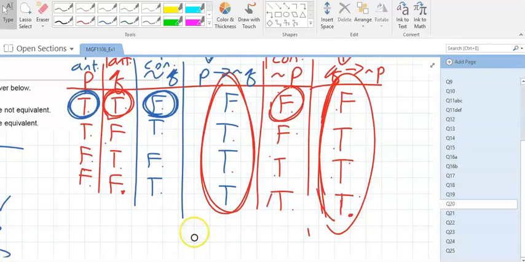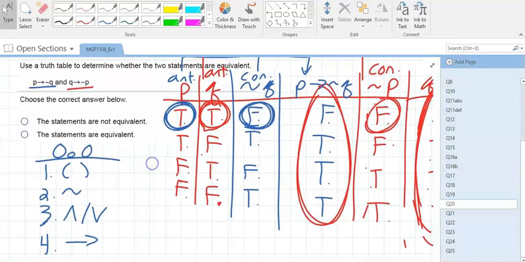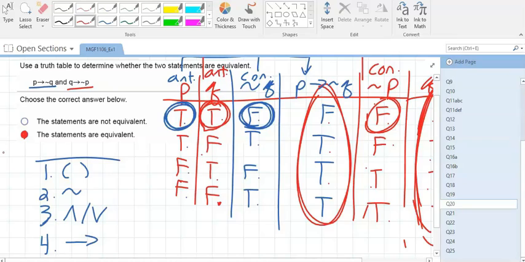Okay. So that means that these are equivalent, because my two columns match exactly.